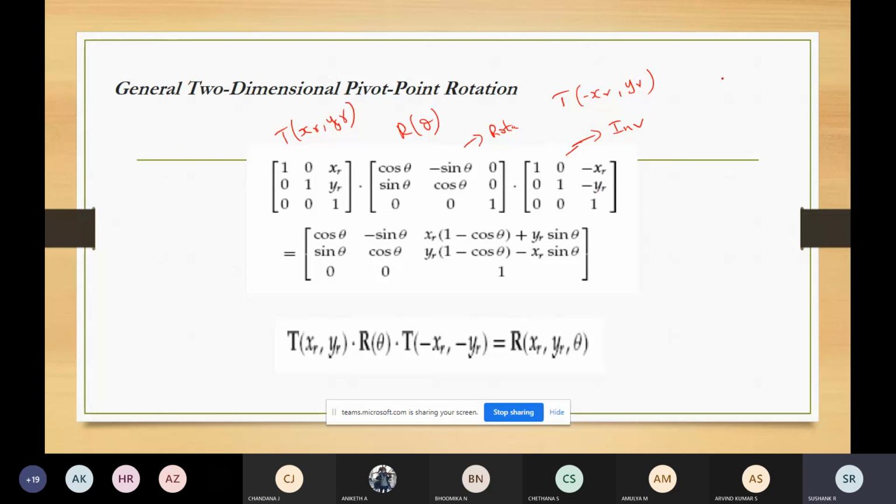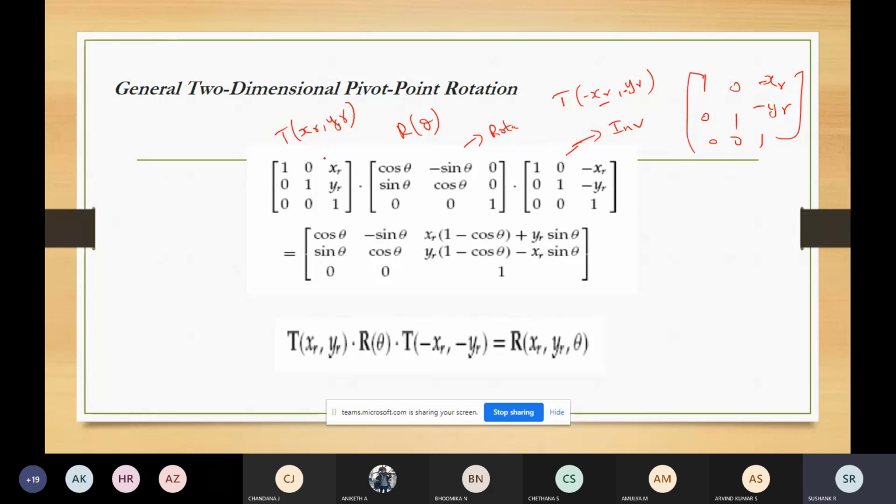You have studied this, no? Tx is minus xr and Ty is minus yr. So that is being represented. And for this theta, cos theta, the R factor in the three-dimensional representation. Again the translation, so again you are moving it back. So you find the product of these three matrices.